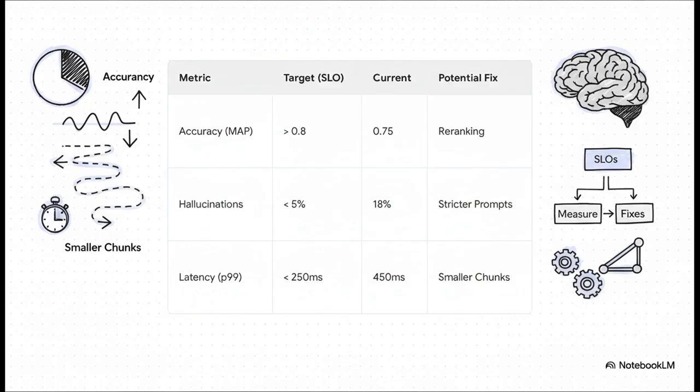So how do you stop guessing and start making smart choices? You use a tool like this, a decision matrix. You start by setting clear goals, your service level objectives, or SLOs. It's like your system's report card. And look, you can see right away where you're failing. Accuracy is too low? Let's try a re-ranker. Hallucinations are at a crazy 18%? Okay, we need stricter prompts. We're too slow? Let's experiment with smaller chunks. This turns chaos into a clear engineering problem.